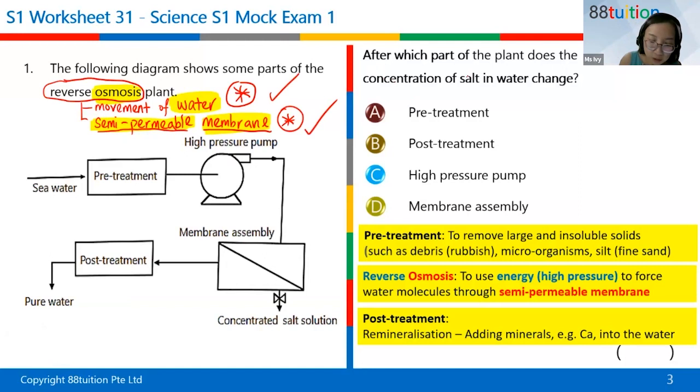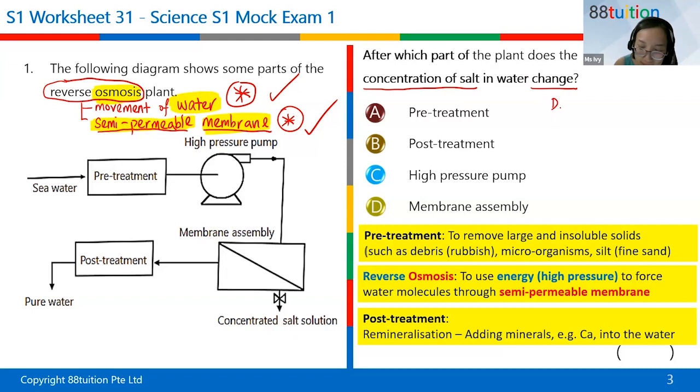Okay, so after which part of the plant does the concentration of salt change? Now everybody type your answer into the chat: A, B, C, or D. At what stage will the concentration of salt change?